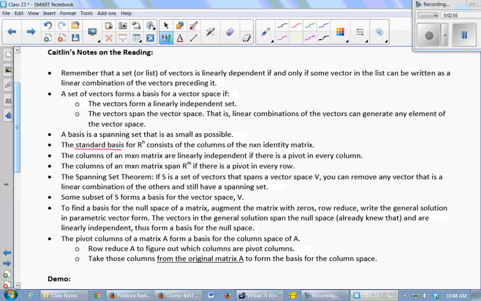The columns of an m by n matrix are linearly independent if there's a pivot in every column. Already knew that, right? And the columns of a matrix span Rm if there's a pivot in every row. So if you're going to be both linearly independent and span Rm, you have to have a pivot in every column and a pivot in every row, which means the matrix has to be square, and invertible.